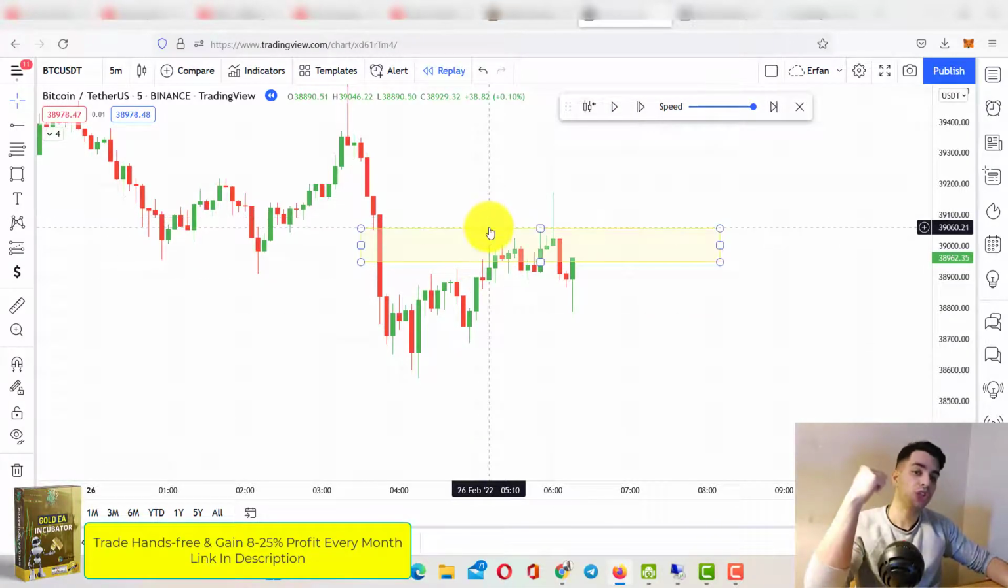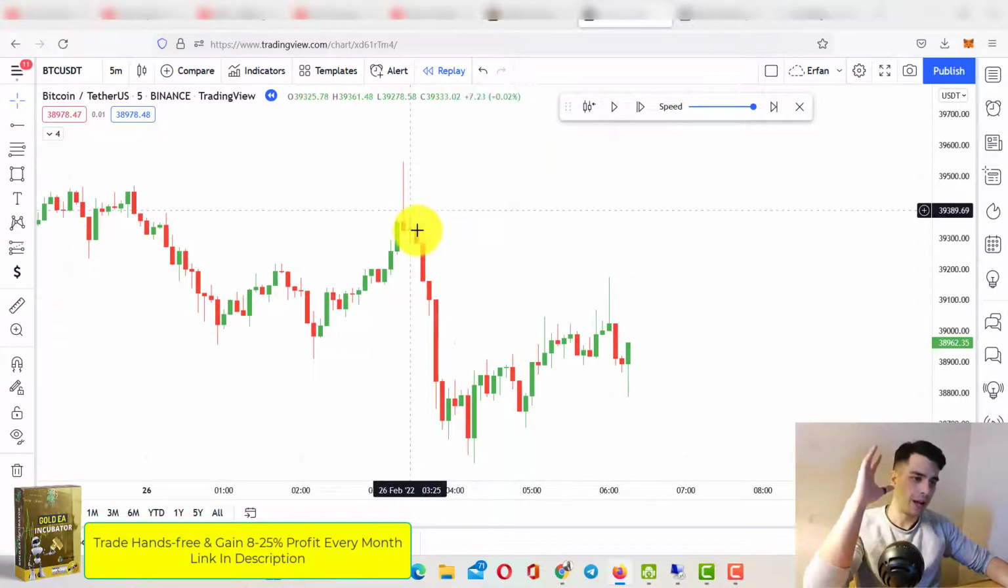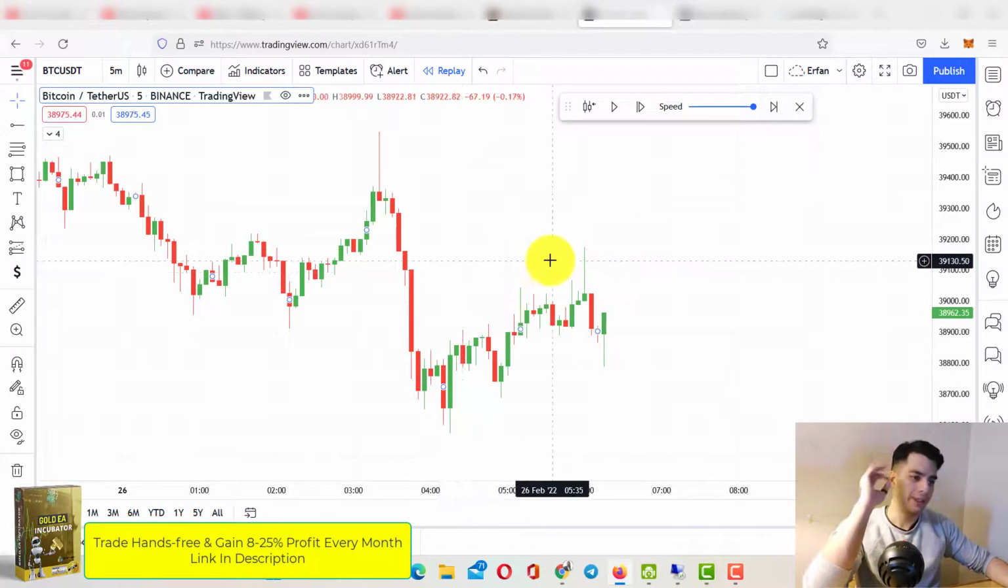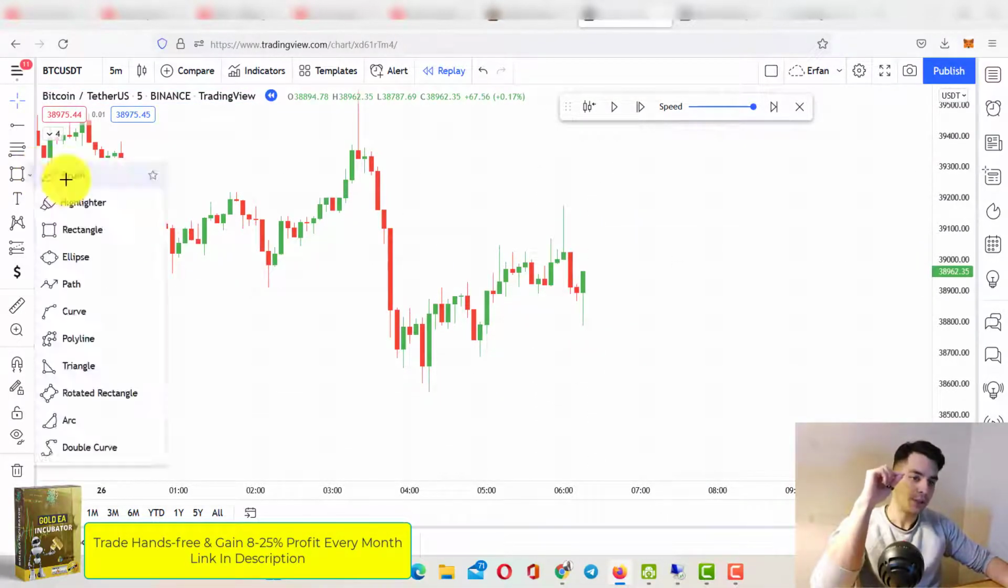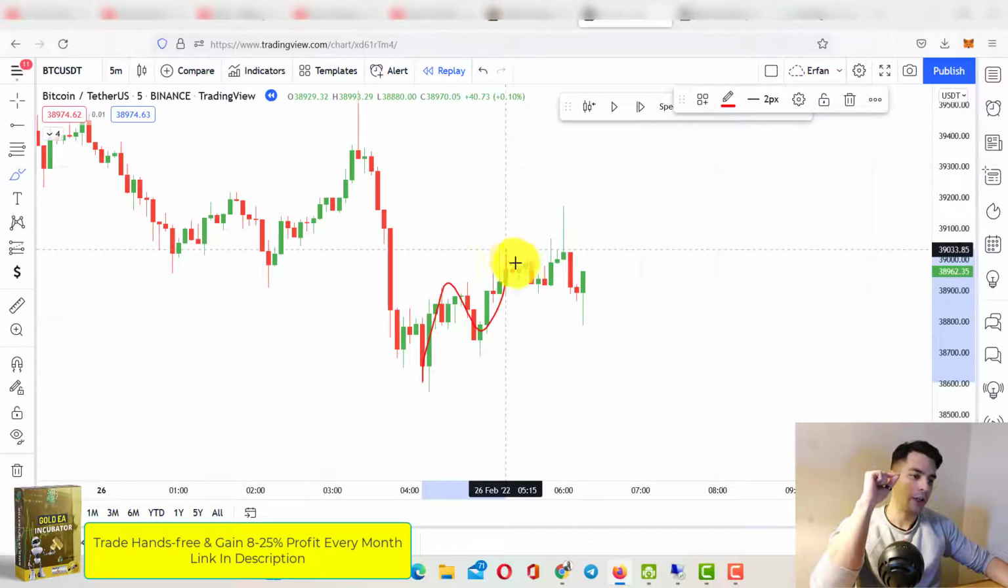So in this case, you need to change your bias. You're going to say that we have this Fibonacci level here, it didn't get respected, it broke the golden zone level, which is between the 50% and 60% level, and now I see that it's creating higher highs and higher lows.